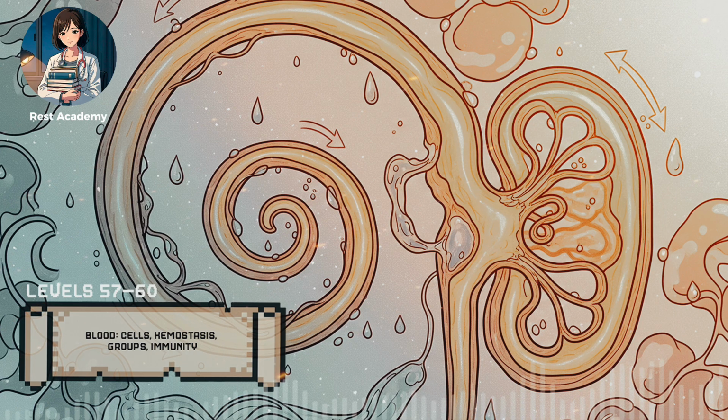Immunity extends beyond white cells to memory and tolerance. The innate immune system provides rapid, nonspecific defense: skin, mucosa, phagocytes, and complement. The adaptive system offers specificity and memory. B lymphocytes produce antibodies, tagging pathogens for destruction or neutralization.